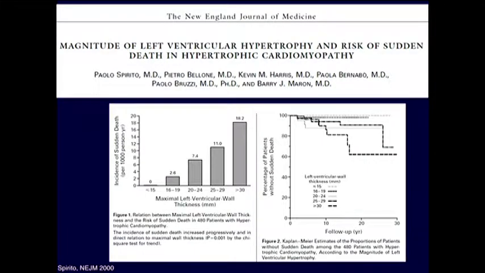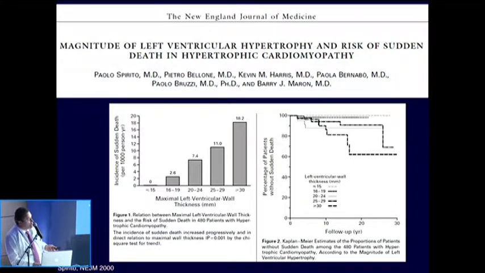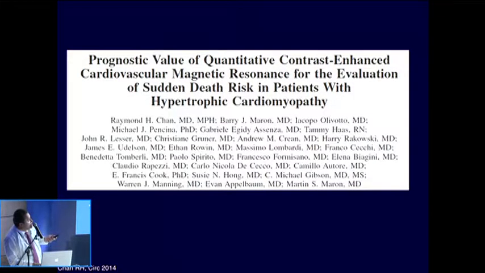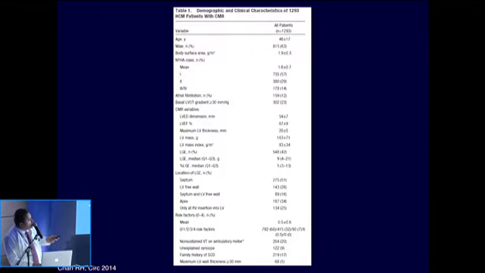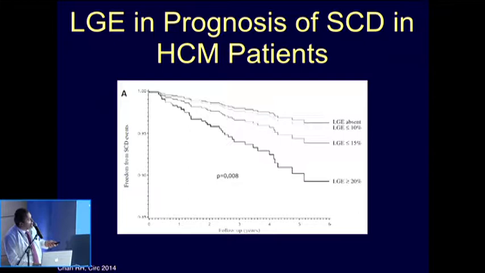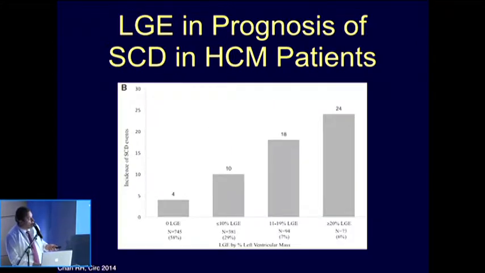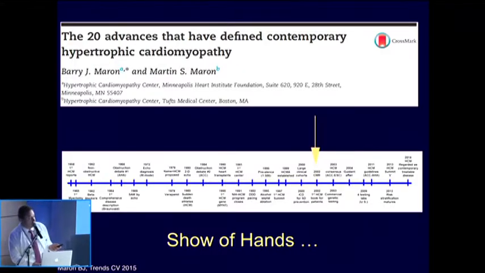This is very important to be kept in mind. This is the Spirito trial, 17 years old, but it shows in patients with over 30 in the systolic, the prognosis of these patients is markedly abnormal. Recently, Martin Maurer's group in Boston described that in 1,293 patients, the amount of late enhancement can also be very important in stratifying patients with hypertrophic cardiomyopathy. And the more enhancement, the higher the number of events.